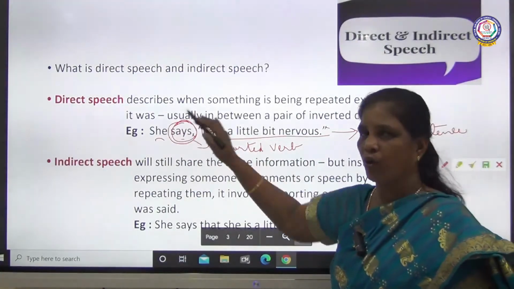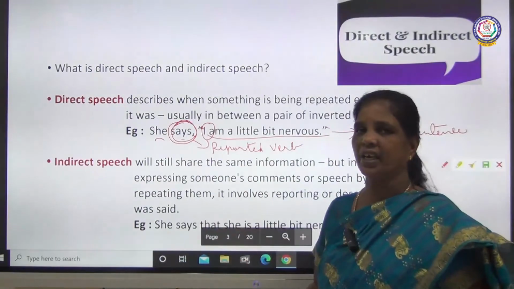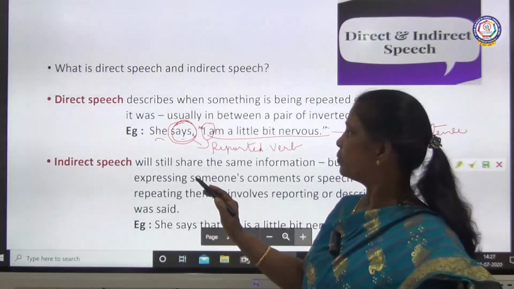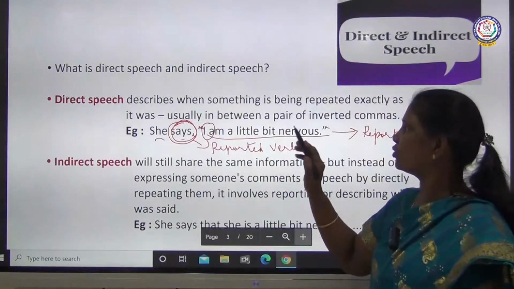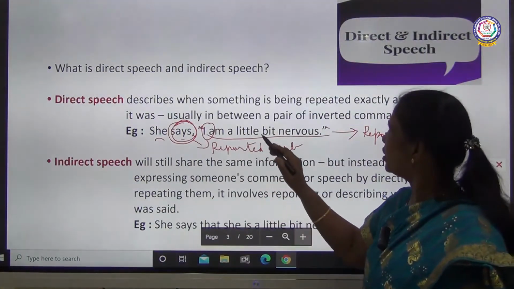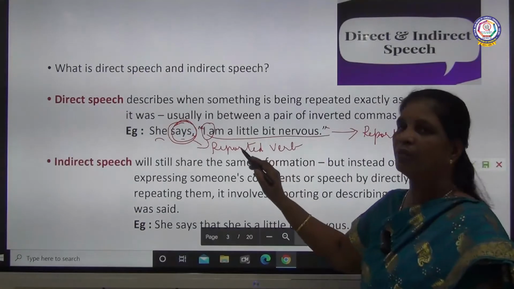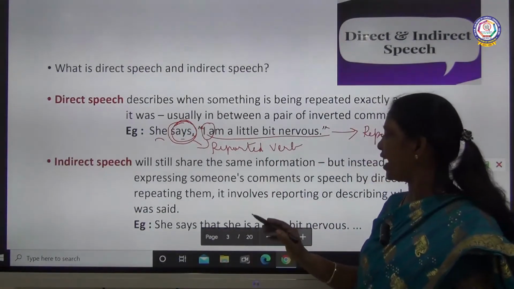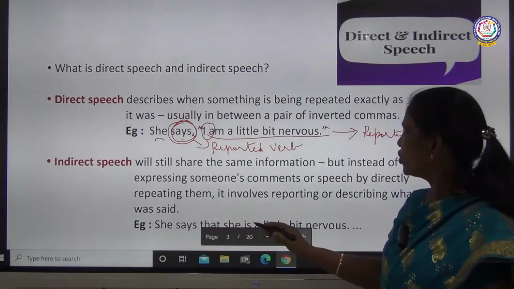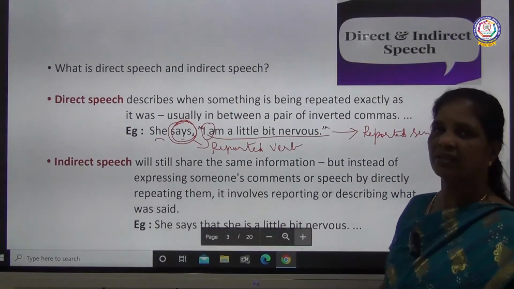First you understand what is direct speech and what is indirect speech. It is clear, children? What is direct speech? It describes when something is being repeated exactly as it was, usually in between a pair of inverted commas. It will always be in inverted commas, but indirect speech will not have that. She says that she is a little bit nervous. It is clear to you?